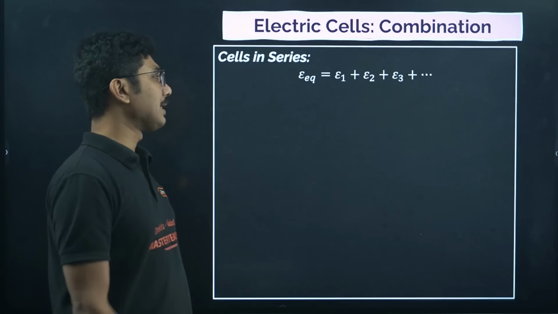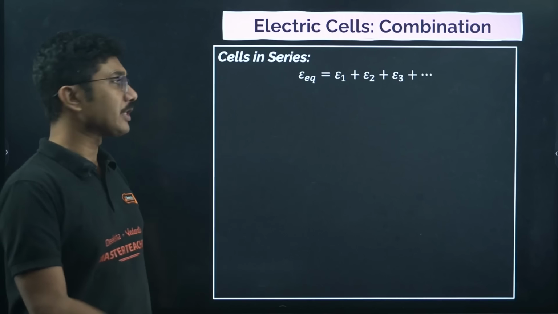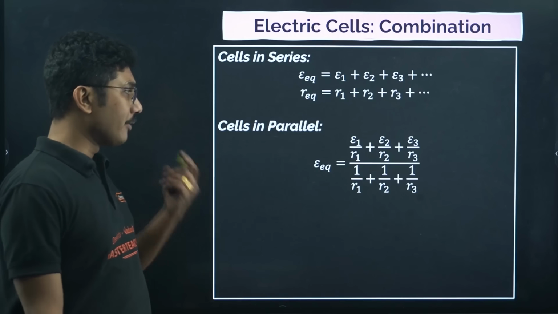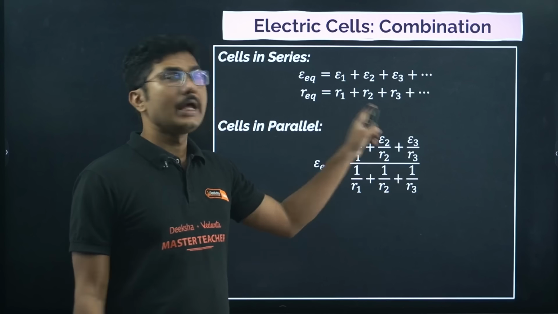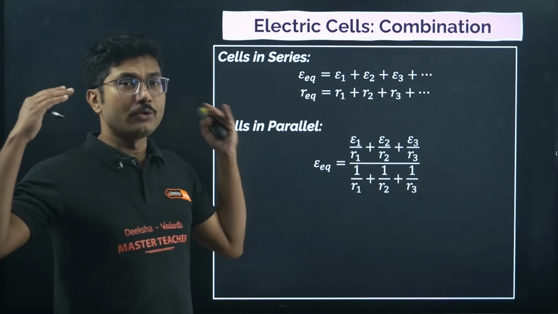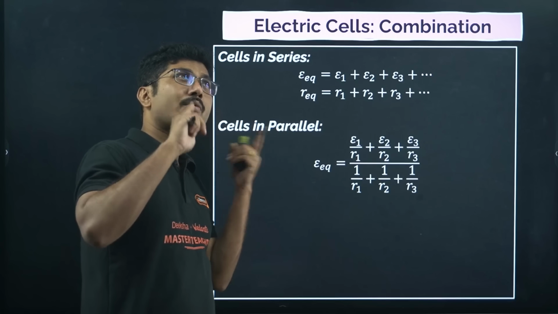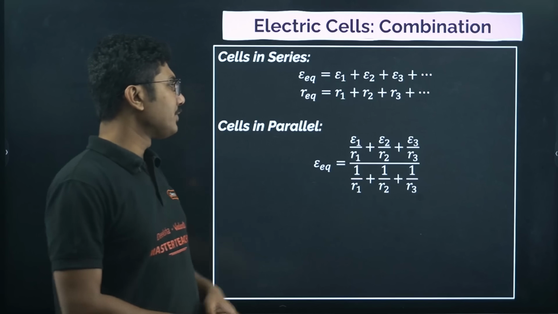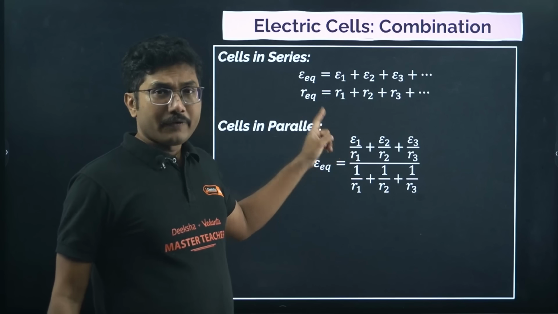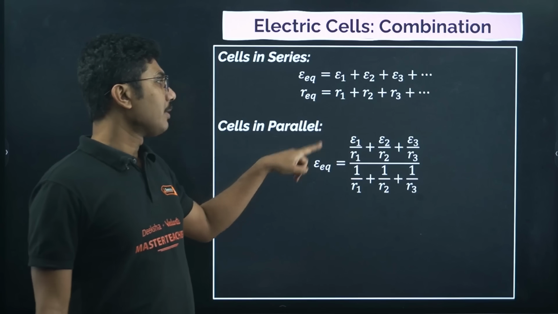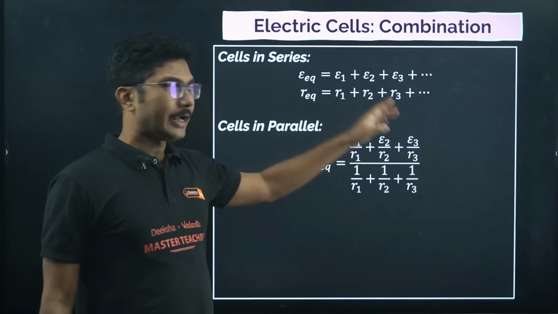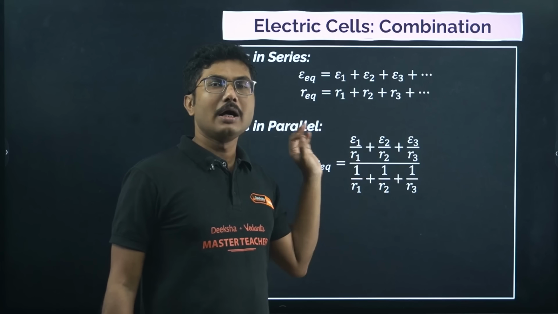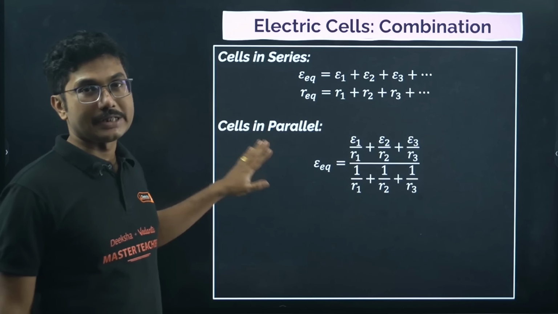This is the last chapter I am explaining because this is the most important chapter. Cells in series and cells in parallel are important. Now this formula, if you remember it this way, will be very, very helpful because you don't need to understand epsilon 1 into R1 or epsilon 1 into R2 or what is in the division. You simply remember EMF divided by corresponding resistance, and add them, and in the division you add the reciprocals of the resistances, and you will get the equivalent EMF when cells are connected in parallel.